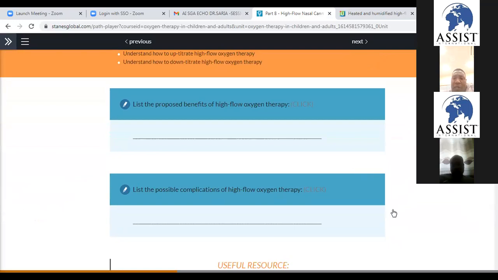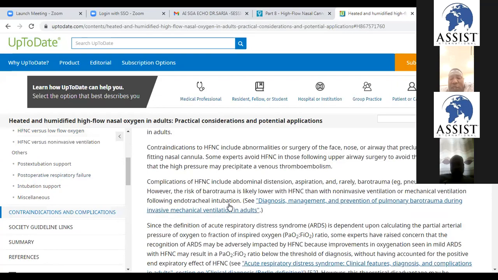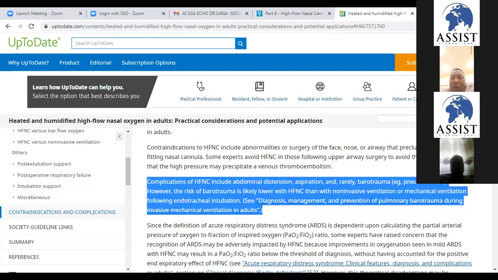So the possible complications: there are many complications. Some of them are acute ones, some of them are chronic ones. For the acute ones, remember this is the high flow oxygen therapy. You are giving maybe 50 liters per minute or 60 liters per minute through the nasal catheter. One complication is that it may cause dryness, especially when you are not using a humidifier. It may cause dryness of the respiratory tract and bleeding. And the worst case scenario is it can cause pneumothorax, and it can also cause subcutaneous emphysema.